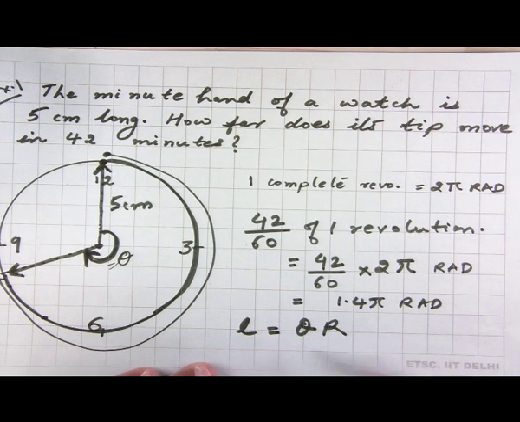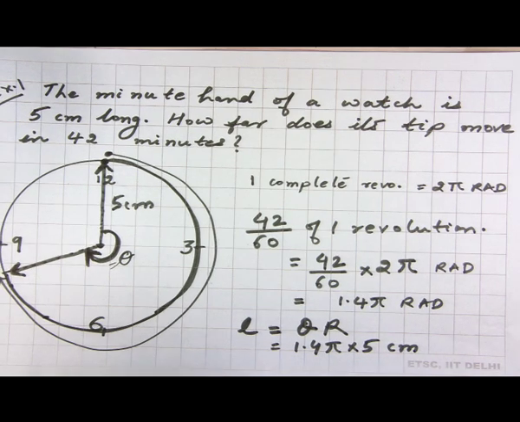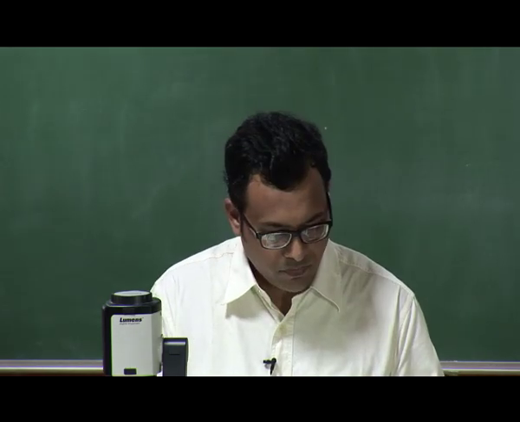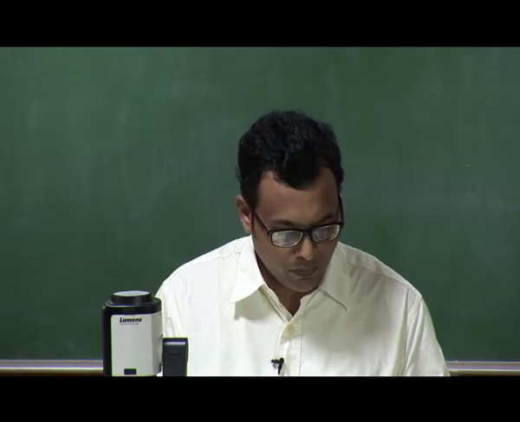So, the answer is equal to 1.4 pi times 5 centimeter, and if you use pi equal to 22 by 7 as an approximation, then you will get 1.4 times 22 by 7 times 5 centimeter, which is going to be equal to 22 centimeter. So, this was quite a bit of background which many of you would be knowing.